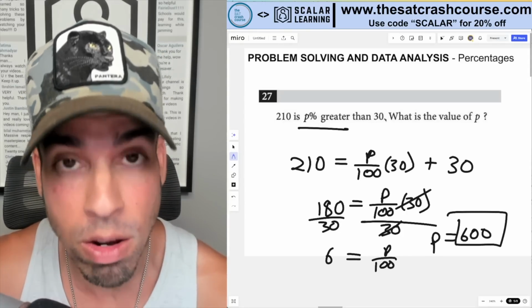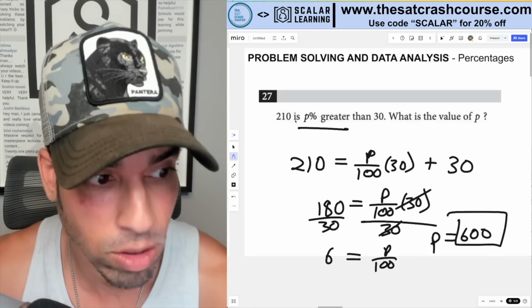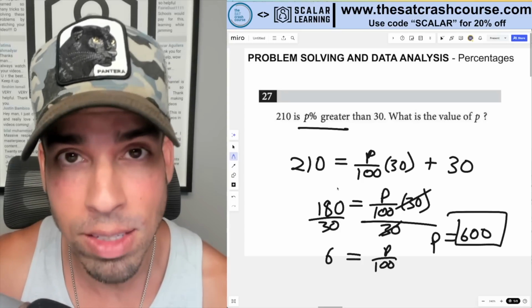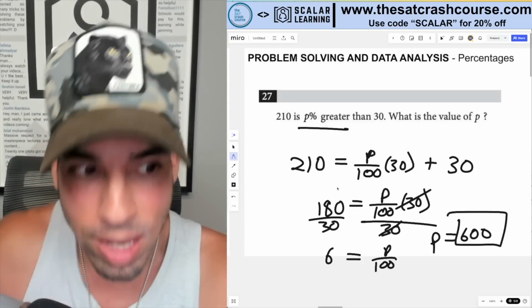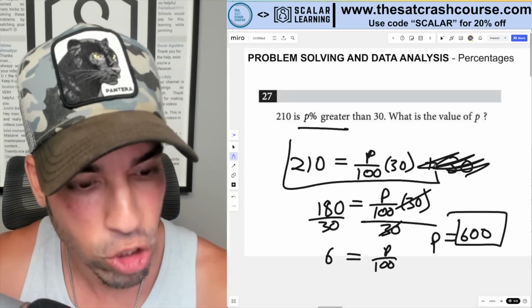It's not 600% of 30. But if I take 600% of 30, which is 180, and I add it to 30, I get back to 210. So that's the distinction. That's the language that you want to look out for. Again, if they said p% of 30, it would simply be this same equation, but just written like this.